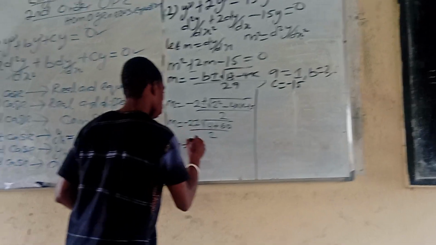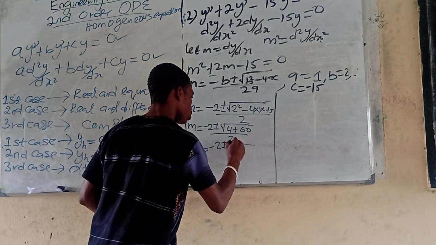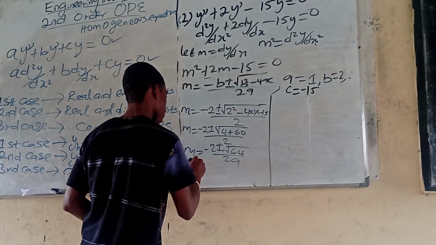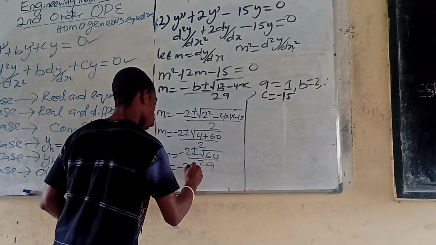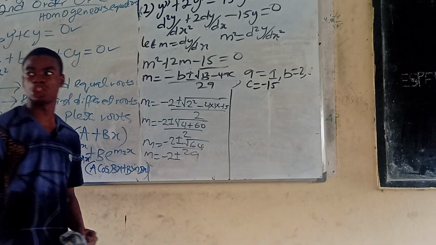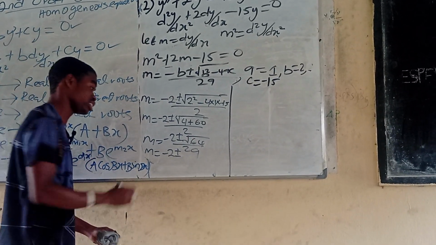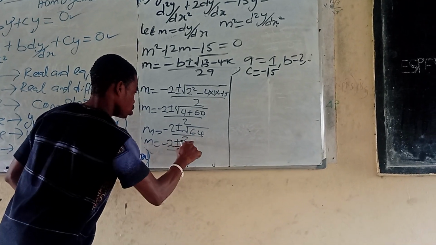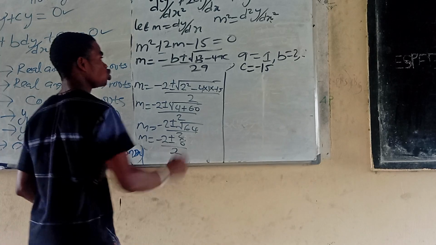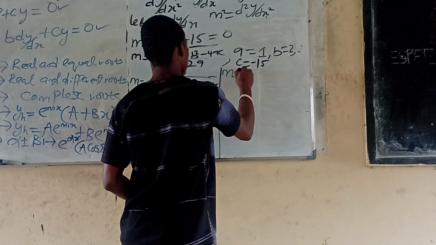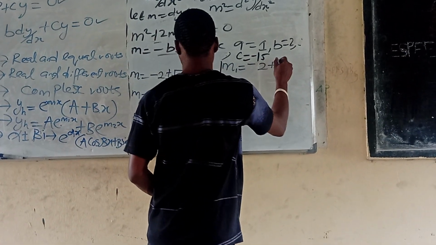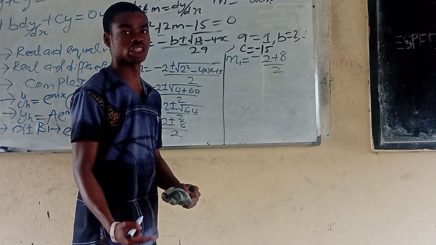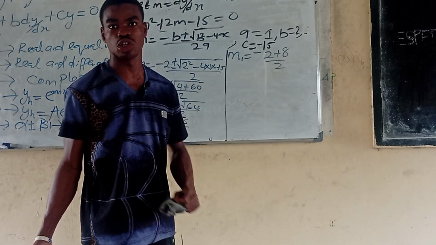So m equals minus 2 plus or minus the square root of 64 divided by 2a. So m equals minus 2 plus or minus the square root of 64 is just 8, because 8 times 8 is 64, divided by, sorry, this is 2. So divided by 2. So picking out m1, m1 equals minus 2 plus 8 divided by 2. So minus 2 plus 8 is just 6. 6 divided by 2 is what? 3.